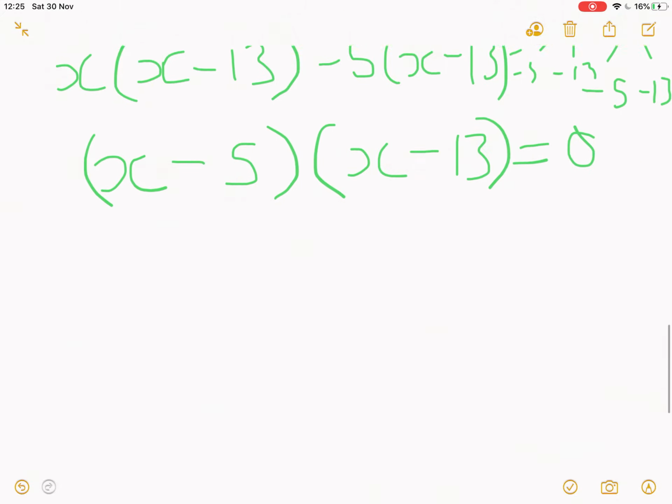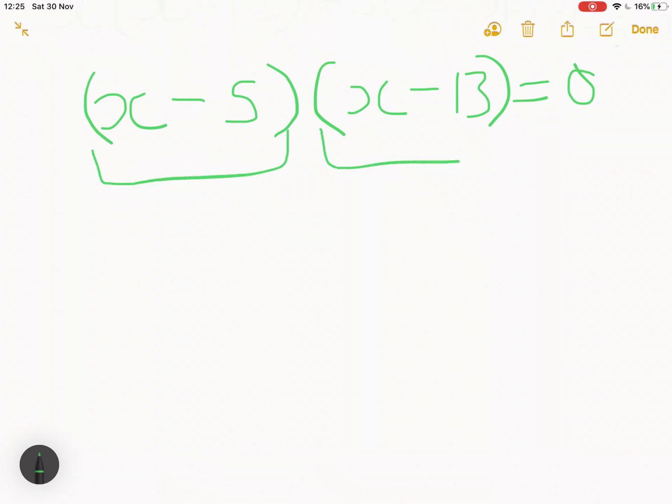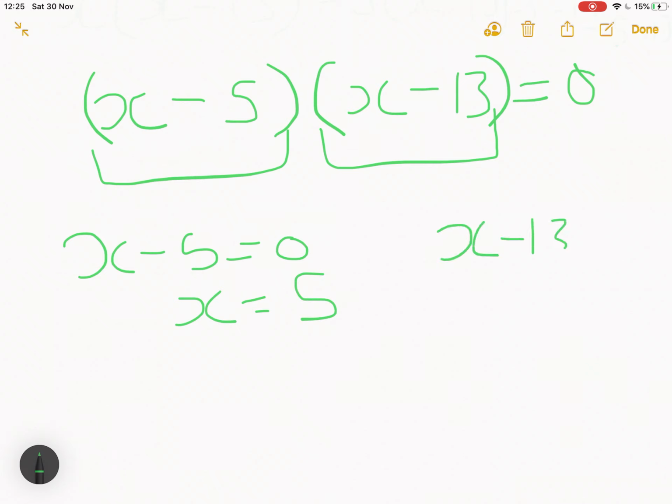Now we have to figure out what the value of x is. We know that anything multiplied by 0 is 0. So that means either x minus 5 is 0, or x minus 13 equals 0. If x minus 5 equals 0, then x equals 5. And if x minus 13 equals 0, then x equals 13. They're both whole integers, so we still can't figure it out.